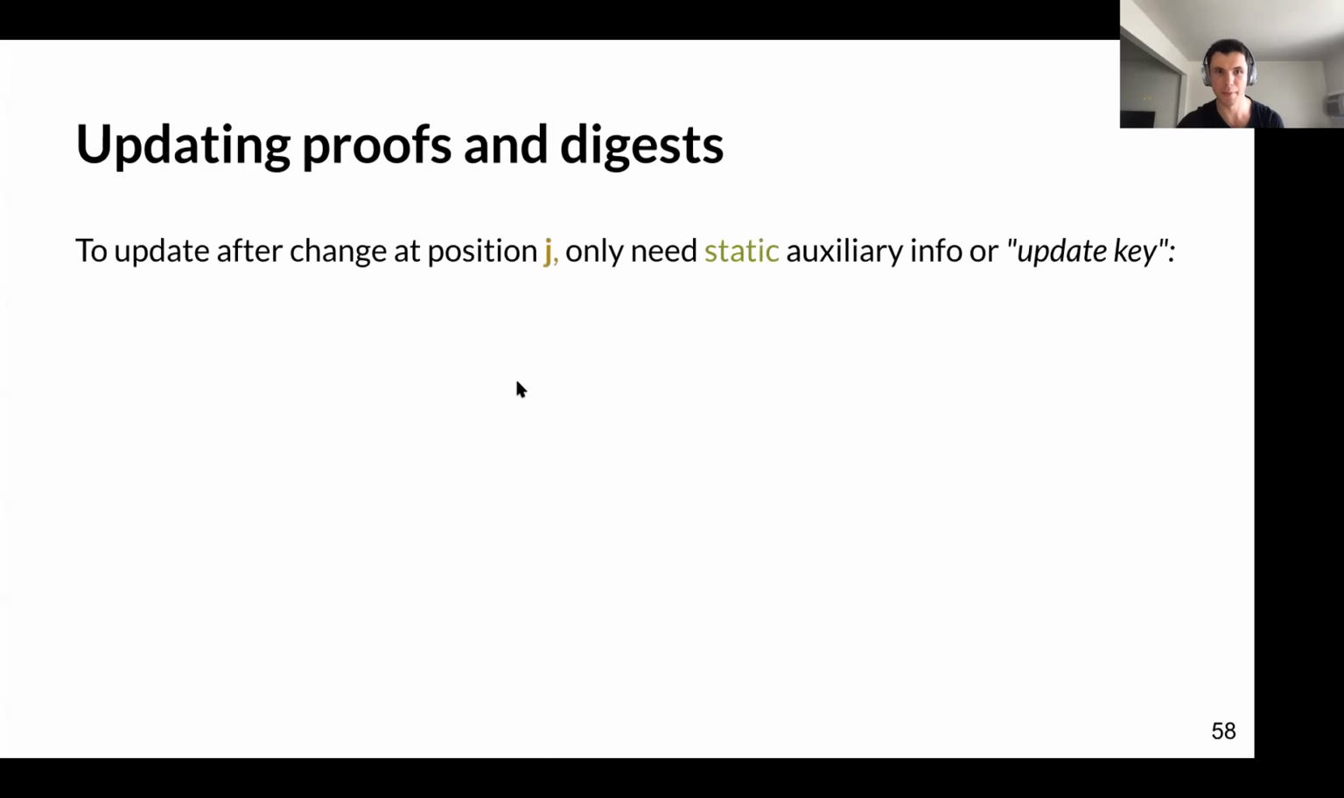What about updatability? If I want to update the vector commitment after a change at position J, this VC implemented using the AMTs, then I will only need the static auxiliary info to do so. And we call this an update key. And the static auxiliary info is just a commitment to a Lagrange polynomial LJ. Again, I won't define this, but some of you already know what this means. So if I have the commitment to Lagrange polynomial LJ, I can update the digest very easily. This commitment is static, it never changes.